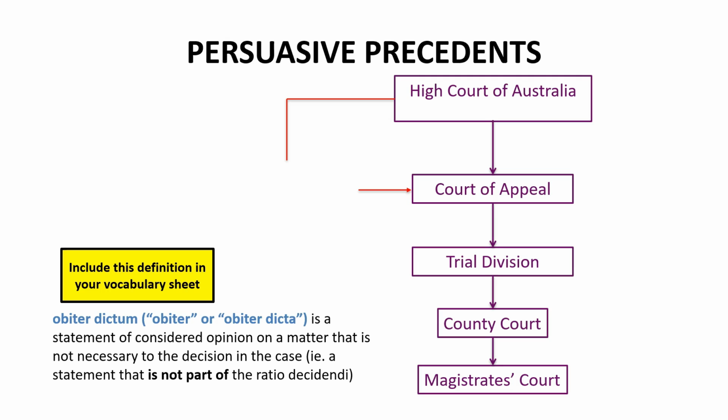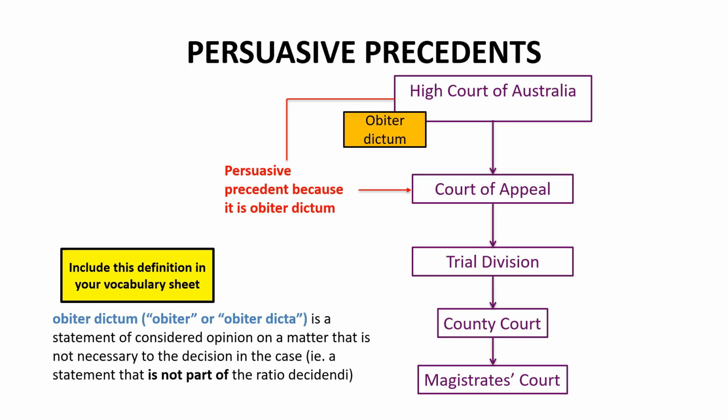Putting this in an Australian context, if the High Court made a statement of obiter dictum in a case, then that statement would only be a persuasive precedent for the Court of Appeal and indeed for any other court. This is the case even though a precedent made by the High Court is ordinarily a binding precedent for all of the other courts in the Victorian court hierarchy because the High Court is the highest court in Australia.